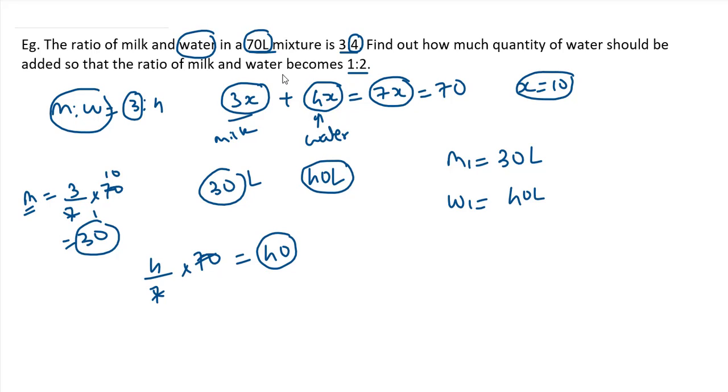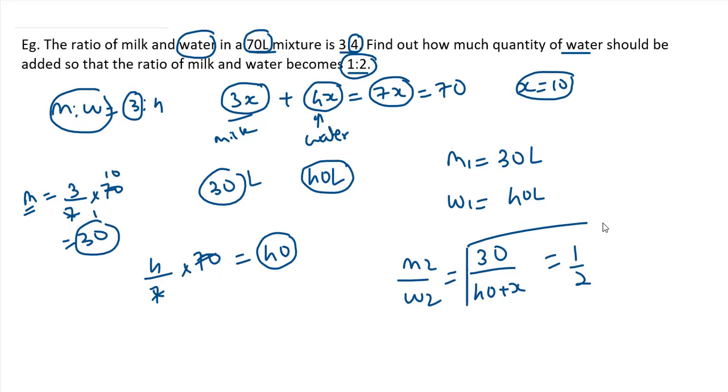Now by adding some quantity of water, we have to make this ratio of milk and water as 1:2. So now after adding additional quantity of water, let's say the ratio will become M2 upon W2. The quantity of milk will remain the same, which is 30, but the quantity of water has been increased. Let's say it has been increased by X amount. And this ratio is now becoming equal to 1:2, which is 1/2. So all we have to do is solve for X, and this will give us the value of the quantity of water that should be added to this mixture to make the ratio as 1:2.